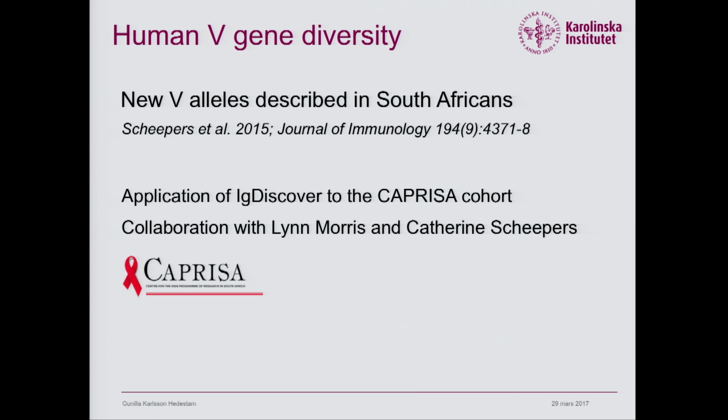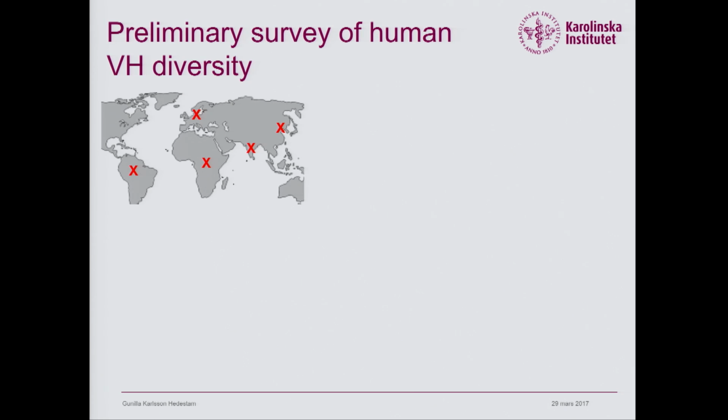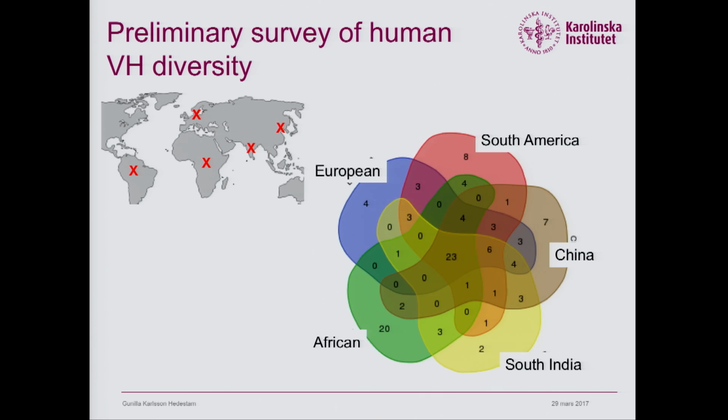So this is ongoing. We also have done a very small preliminary survey of VH diversity just to see what we find if we take 5 individuals from different parts of the world, of different ethnic origins. As you can see here, it's an extremely small study, but just to give us an initial flavor of the diversity. You can see in this Venn diagram that there is significant diversity. And of all of the alleles, about 23 are shared between these 5 individuals.